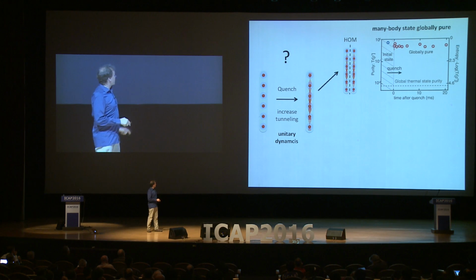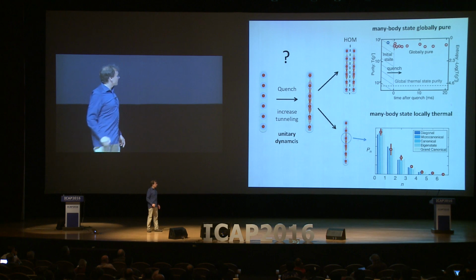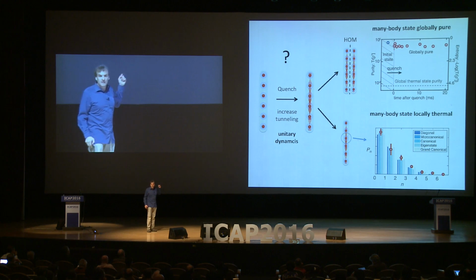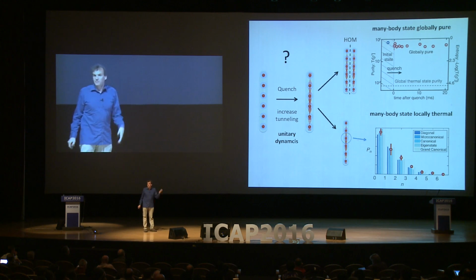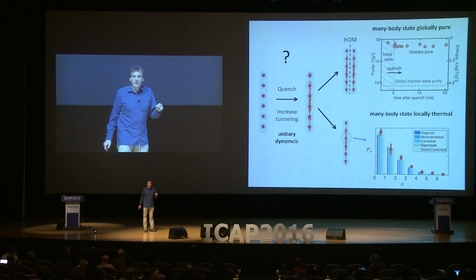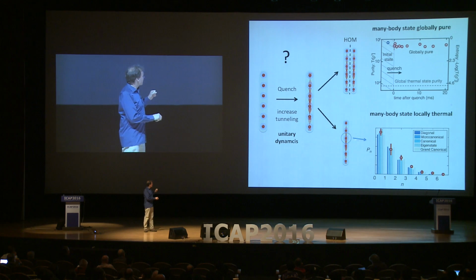At the same time, I can also look at local observables. For example, on a single site, let's just count the particle numbers. That's a nice observable. And amazingly, I will find that very quickly after this quench, they look completely thermal. This is my measured number distribution, and it looks completely thermal. It looks exactly like what you would expect from your favorite thermodynamic ensemble. So how can that be?